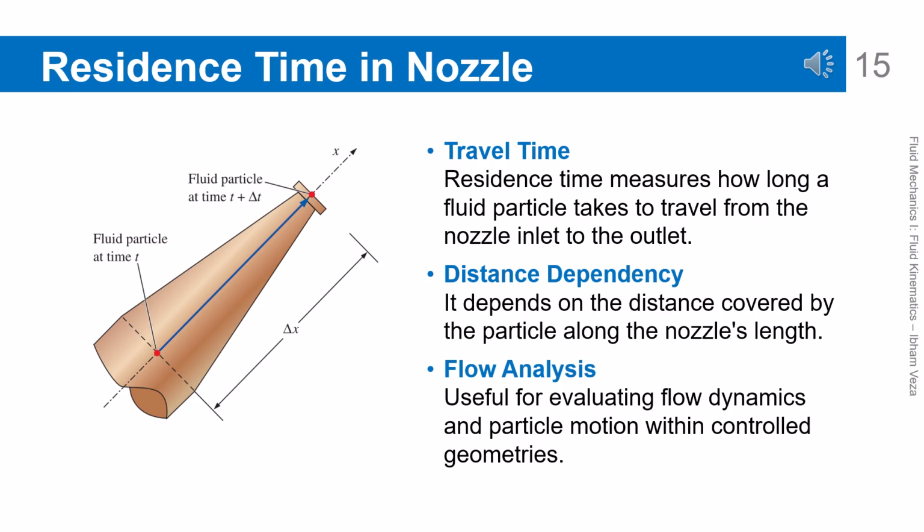Residence time in nozzle. Residence time indicates how long a fluid particle takes to travel from the inlet to the outlet. This time depends on the path length and the velocity distribution along the nozzle. The concept is important for analyzing processes that depend on contact time, such as reactions or heat transfer. By knowing the residence time, particle behavior can be predicted more accurately. This is an example of applying kinematics to practical analysis.